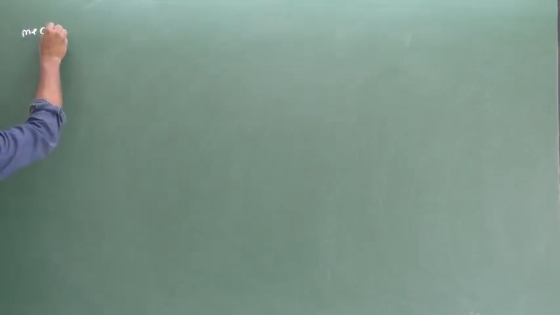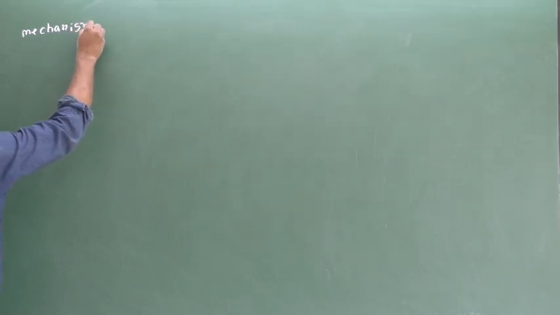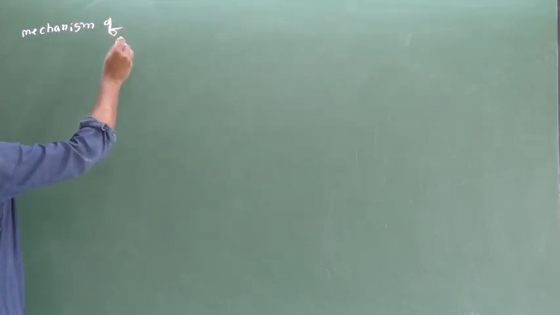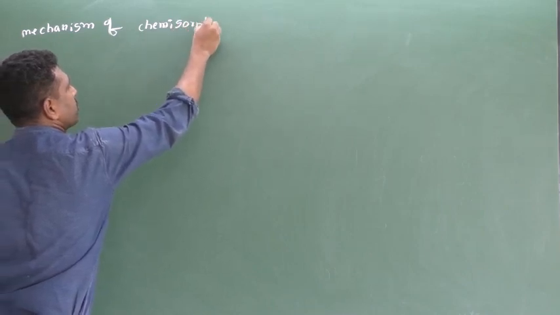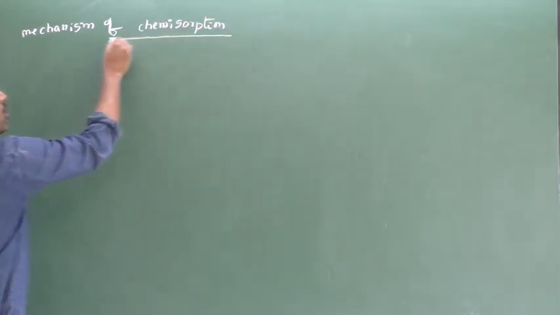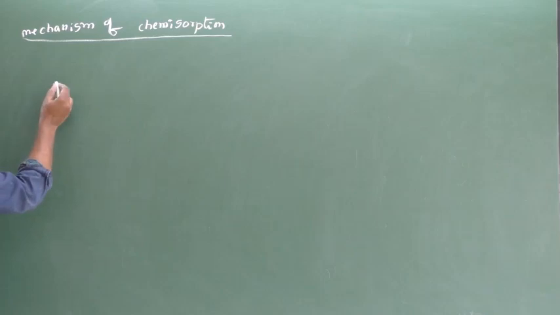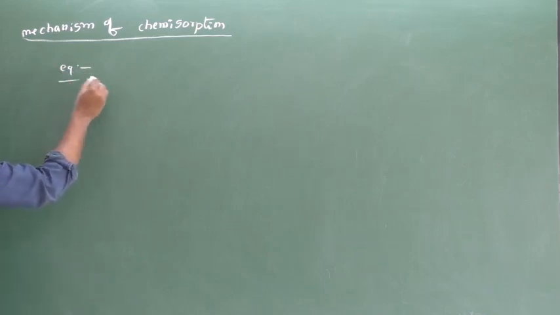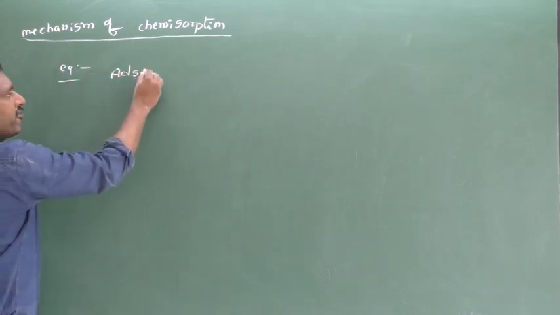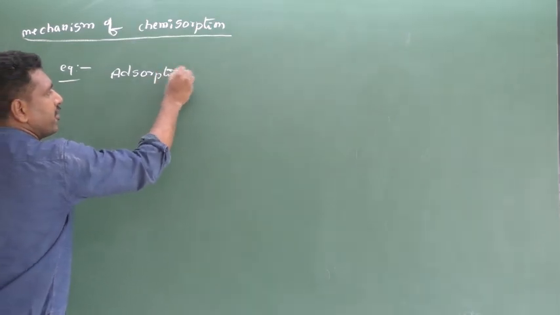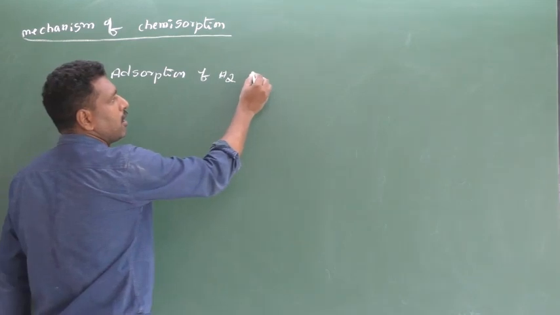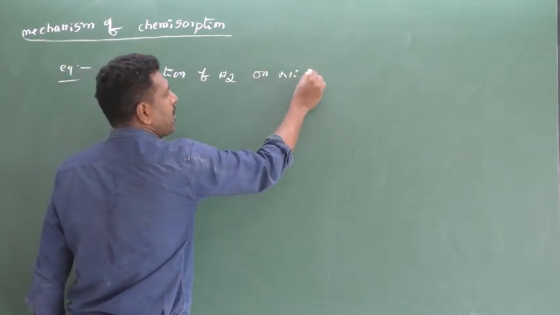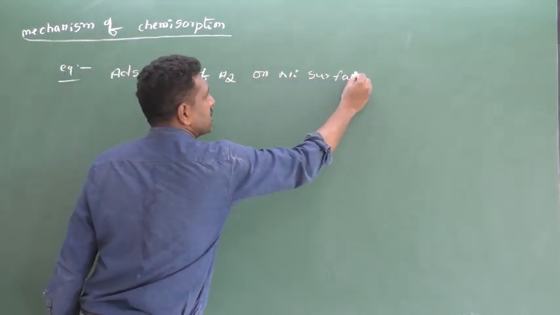So now we'll start the mechanism of chemisorption. Chemisorption. So here, chemisorption example: adsorption of hydrogen on a nickel surface. It is an example.